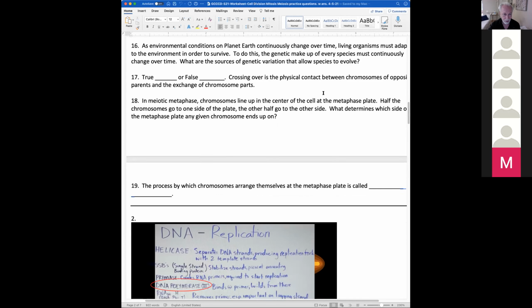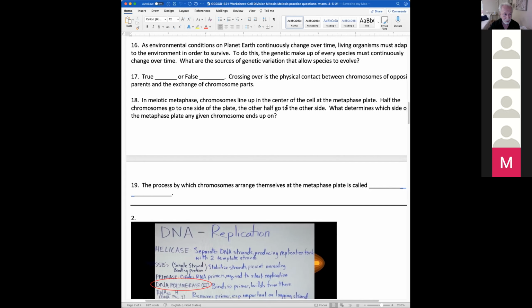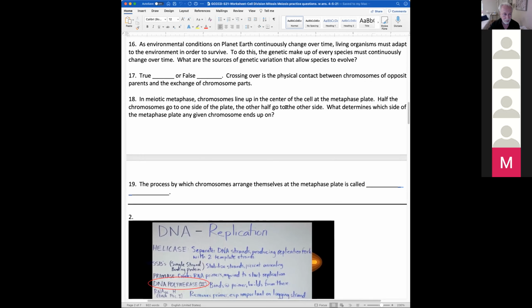Number 17 is related to that. This is a true or false. Crossing over is the physical contact between chromosomes from opposite parents and the exchange of chromosome parts. Is that an accurate statement? Anybody want to guess?